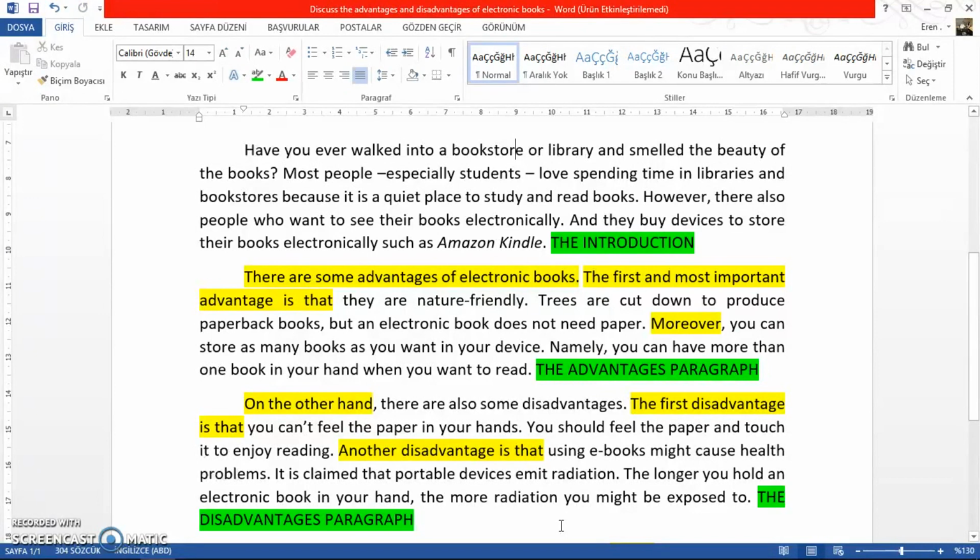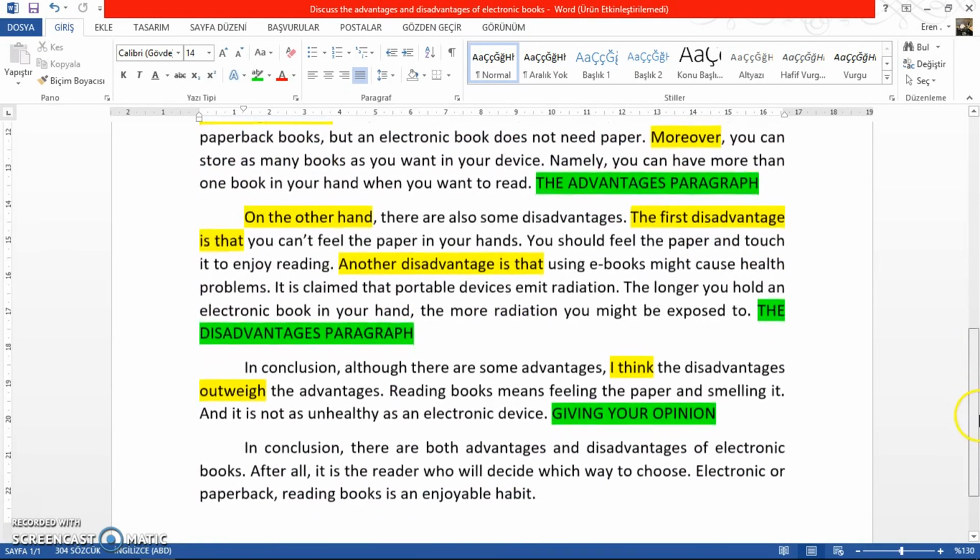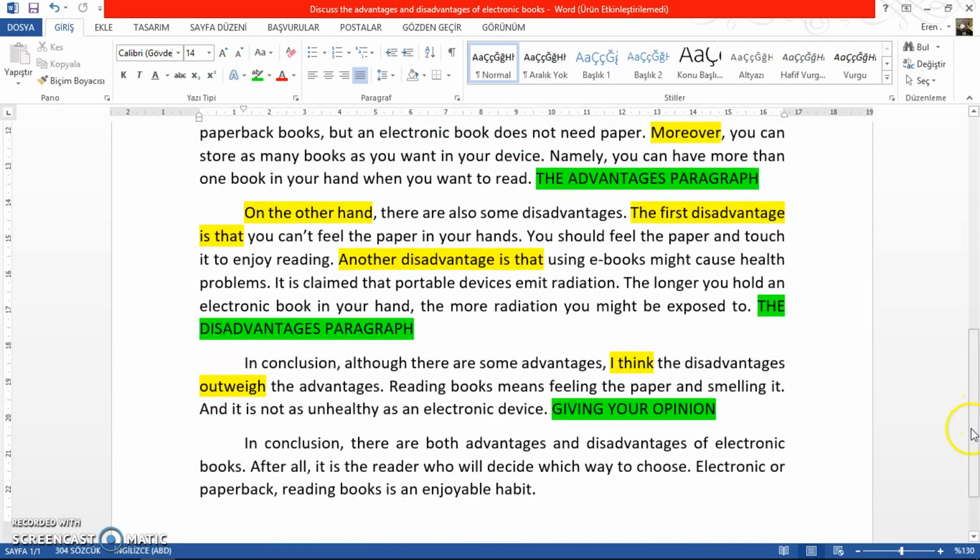So I talked about first advantages and then disadvantages, two advantages, two disadvantages. What about the conclusion? I think the conclusion is the most important part in an advantage and disadvantage paragraph, because in the conclusion you can either give your opinion. I mean, giving your opinion means which part do you support? Do you support the advantage part or the disadvantage part? So this means giving your opinion.